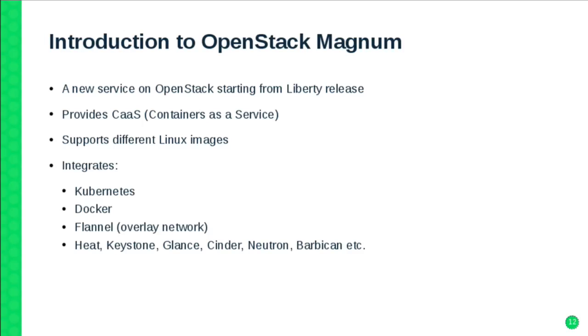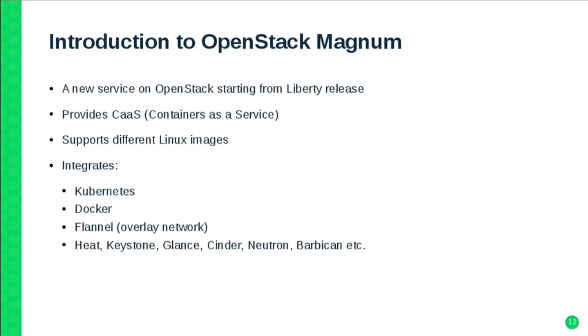So how is it possible? In one of the OpenStack releases, which was called Liberty, we introduced a new service, which was called Magnum. Magnum is the containers as a service, a new service, and it's introducing new APIs and new components to OpenStack.